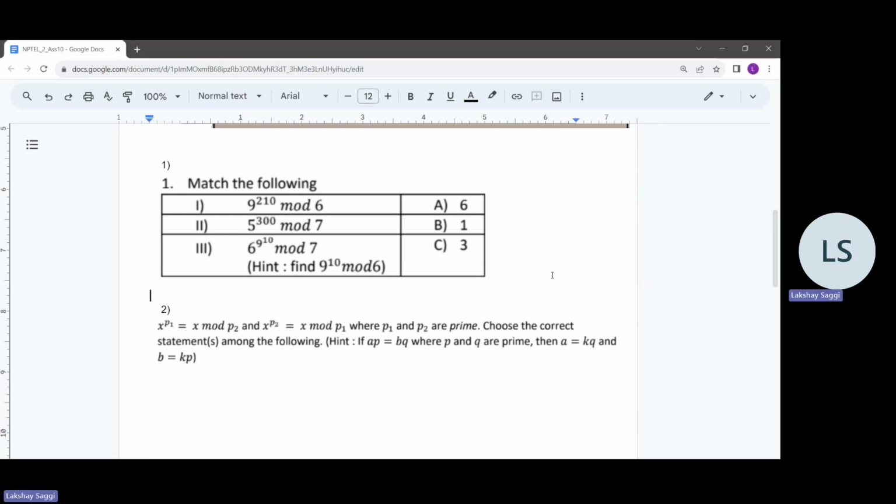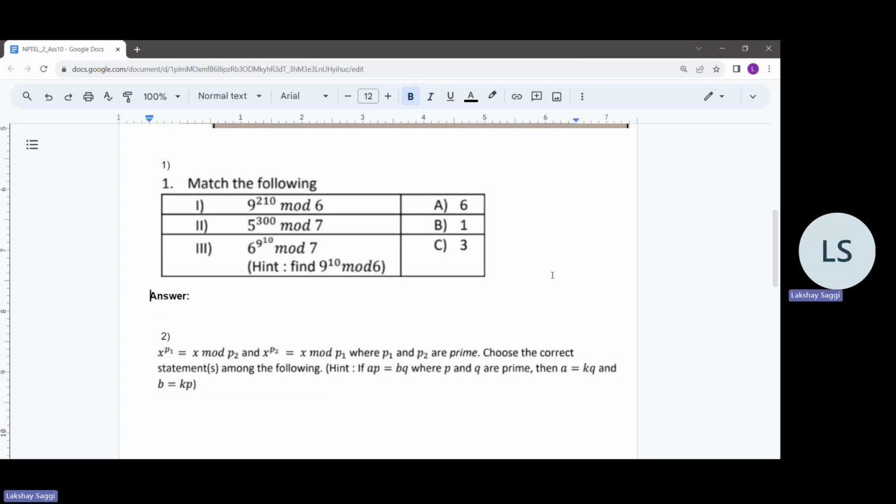So the first question states, it's just a match the following question, but rather in the matching, we just have to find these mod values. In the first part, we have to find 9 raised to power 210 mod 6. And one of these will match to one of these options here. Similarly, in the second part, we have to match 5 to the power 300 mod 7, and similarly in the third part. So we'll just go part by part. We'll look at row 1 and find this value, then the second value, then the third. So let's do it part by part.